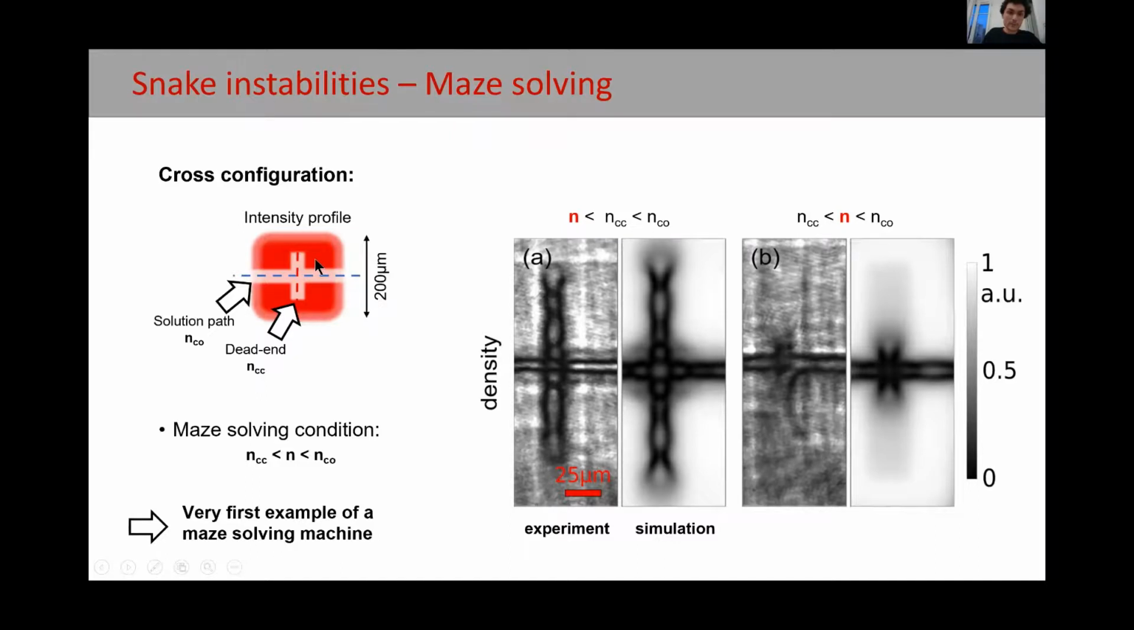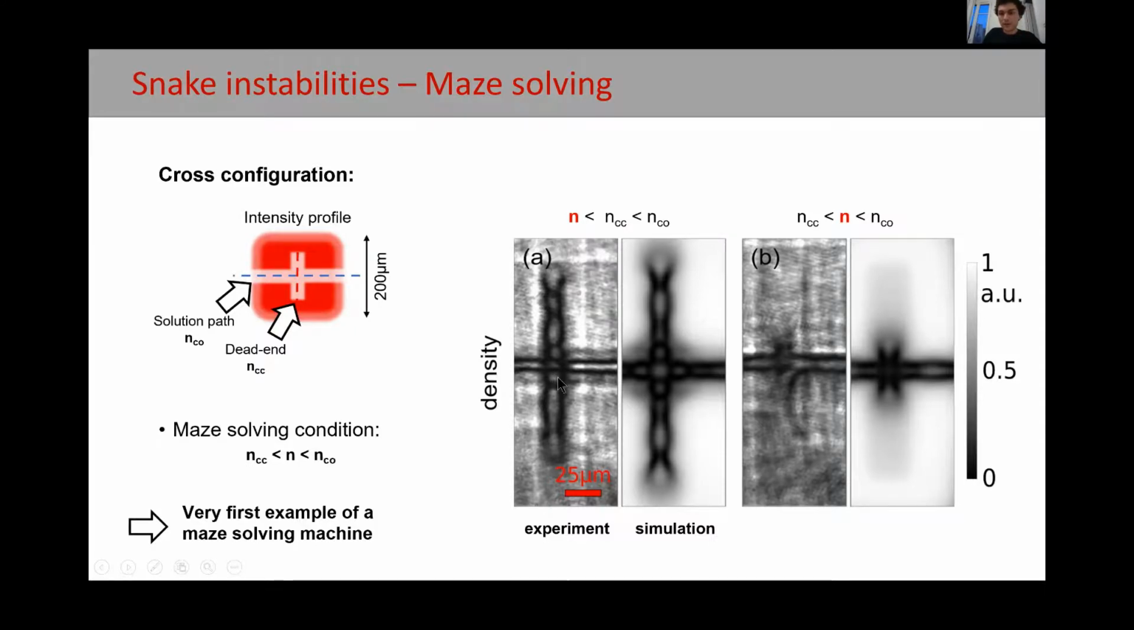So this cross shape is made of one vertical channel closed at both ends. So we have here and here two dead ends, and one open channel, a horizontal open channel, which is the solution path of the maze. So I call NCO and NCC the critical density value of the open channel and the closed channel. So now we tune the density injected inside this channel. As you can see, when this density is below the two critical density values, we have solitons in all the parts of the cross.